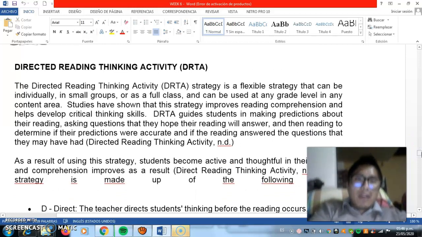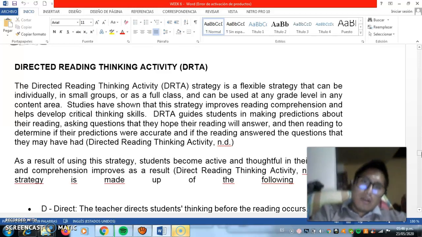Directed Reading Thinking Activity, the famous one, DRTA. This strategy is a flexible strategy that can be used individually, with small groups, or as a full class, and can be used at any grade level in any content area. That's very nice. This activity helps students to improve reading comprehension and helps develop critical thinking skills. That's what I told you many times.